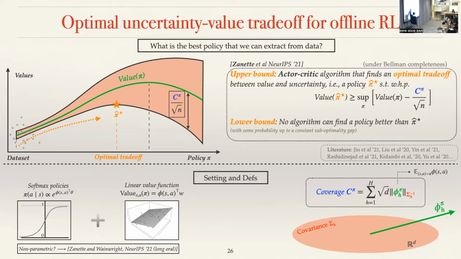And if I do this procedure, the optimal trade-off is to maximize this lower bound on the performance of the policies. And this gives you sort of abstractly this expression here, which will become concrete as soon as you consider a specific algorithm and a specific type of function class and MDP, and that will determine the C pi.